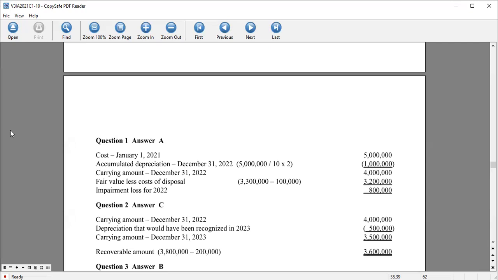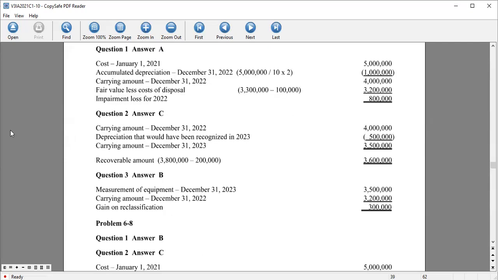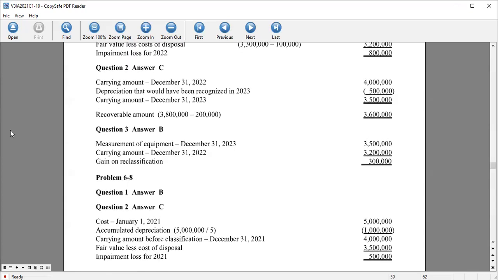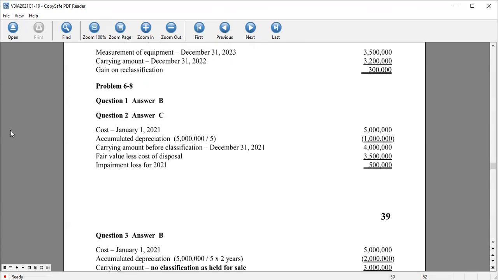Then for question number 3, what amount should be recognized as gain on reclassification of the equipment in 2023? So measurement of the equipment, 3.5 million. Carrying amount on December 31, 2022 is 3.2 million. The gain on reclassification is letter B. So that's for 300,000. Next, we move on to question number 8.